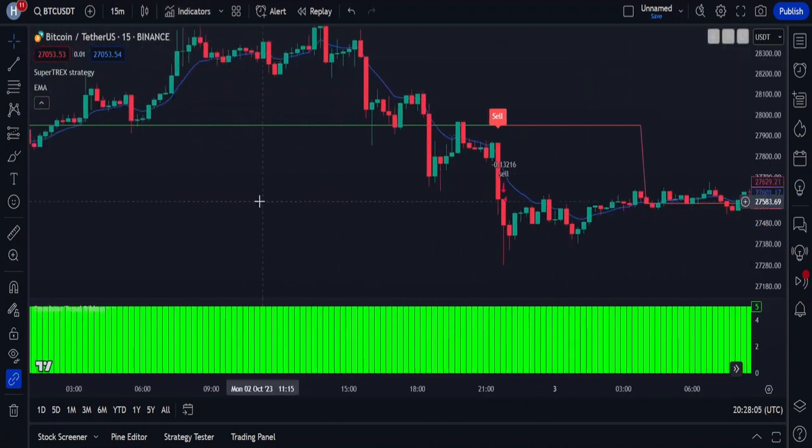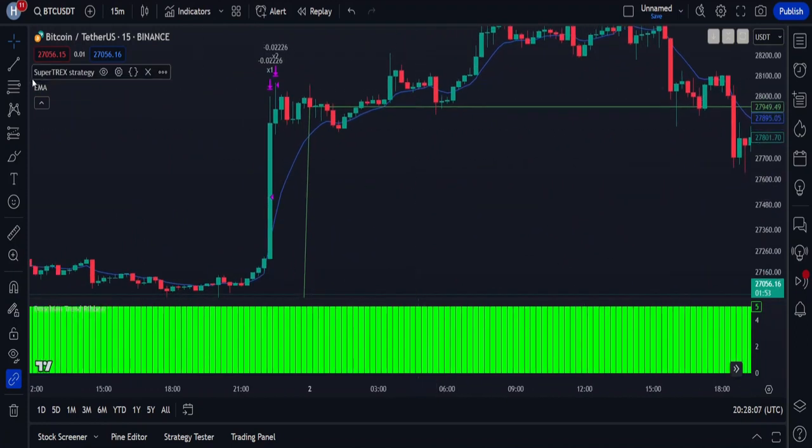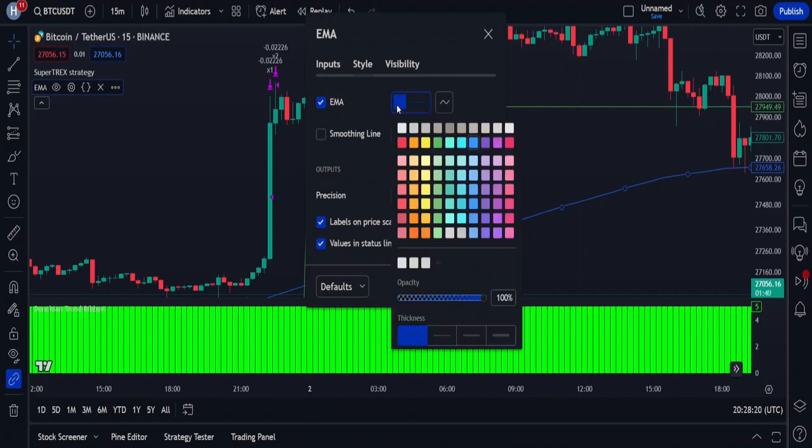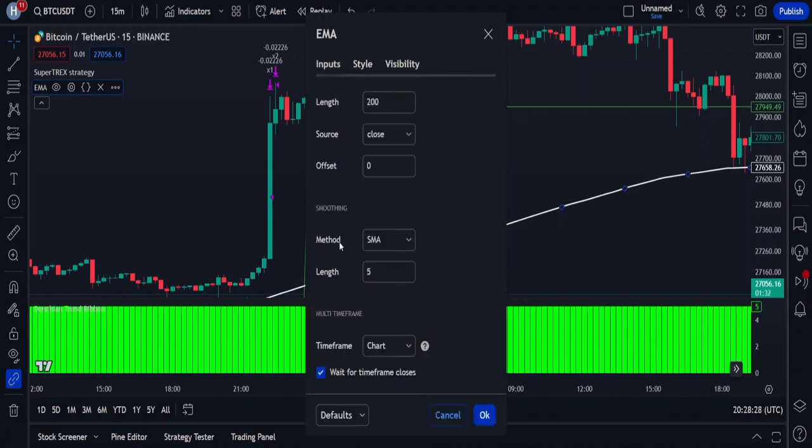I'm sure most of you will be familiar with this indicator. We will change some settings for this indicator also. In its settings, in the Inputs tab, we will change the length from 9 to 200. After this, I'm going to change the color of this indicator so that I can easily see it on the chart. You guys can change this according to your liking. Also, make sure the method is on the SMA option.